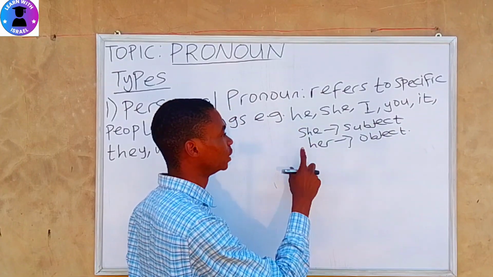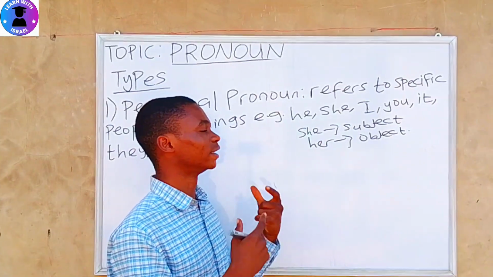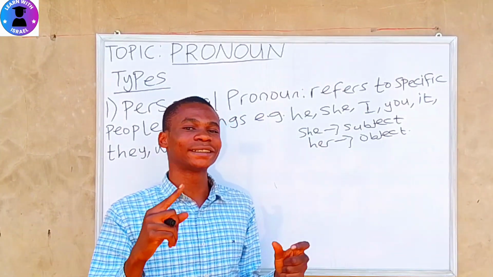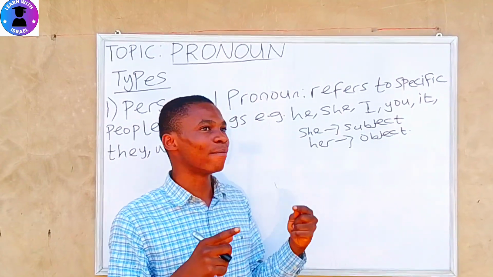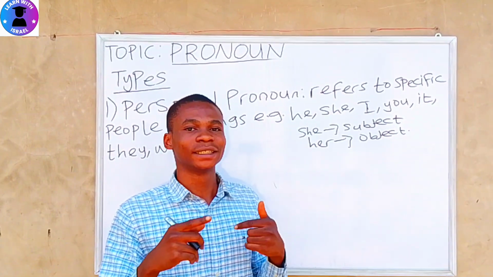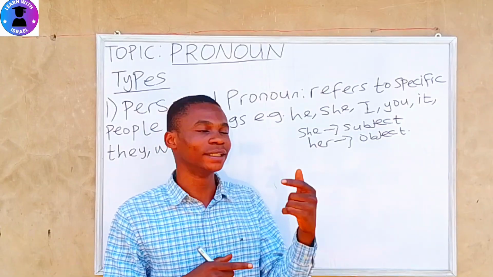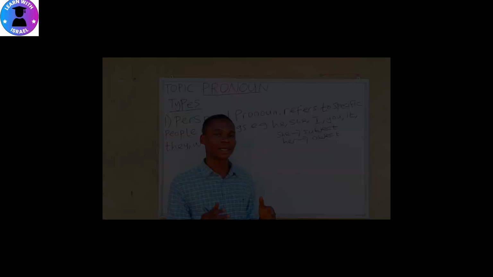And how do we use it? You can say, she is a girl. That she is representing the subject. Sarah is a girl. You can replace that Sarah with she. She is a girl. But for her, I am going to her place. I am going to Sarah's place. Sarah is a girl. I am going to her place. That Sarah can be replaced with her in terms of object. Am I clear with that?